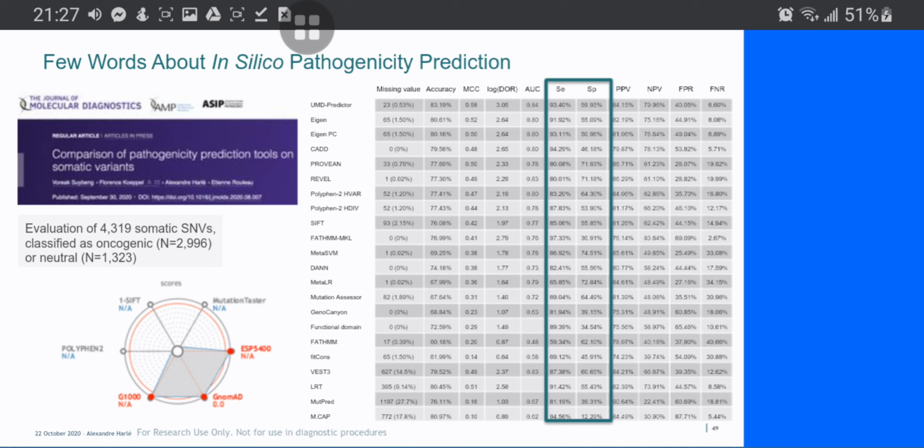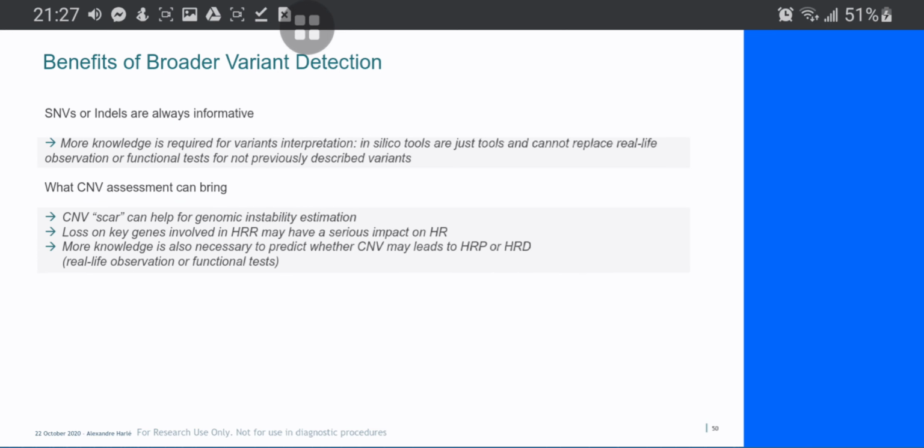So what can CNV assessment bring? The CNV can be like a scar and can help for genomic instability estimation and determination. If you also find a loss on the key genes involved in HRR, it may have a serious impact on HR. Sometimes you can just classify the patients as HRR deficient because of this loss. And of course, more knowledge is also necessary to predict whether a CNV may lead to HR proficiency or deficiency. And here again, real-life observation of functional tests could be really helpful to know whether this alteration may have an impact or not.